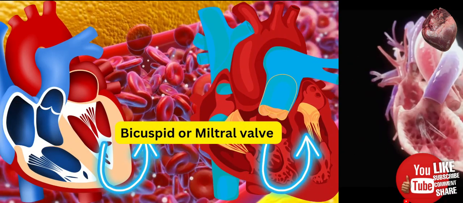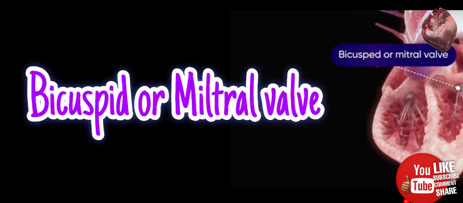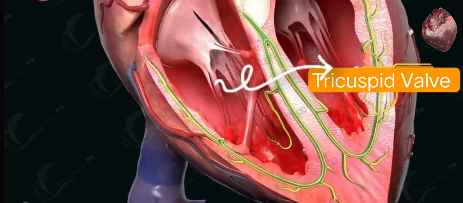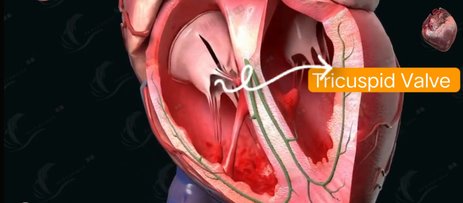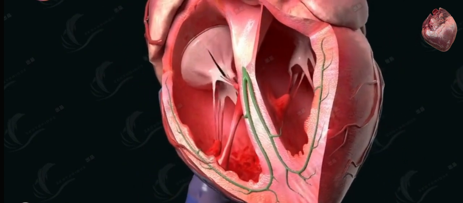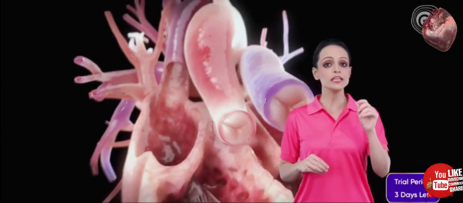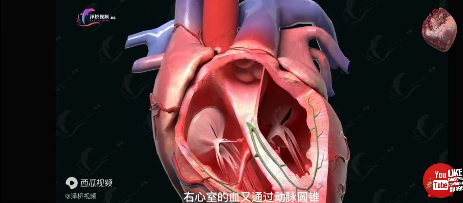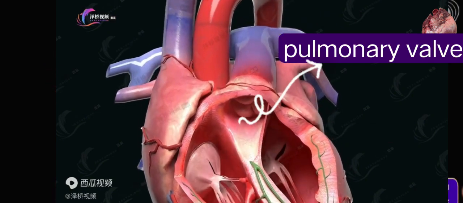The left atrium and ventricle are connected through the bicuspid or mitral valve. The right atrium and right ventricle are connected by the tricuspid valve. The 2 semilunar valves, which are in the arteries leaving the heart, are the aortic valve and the pulmonary valve.